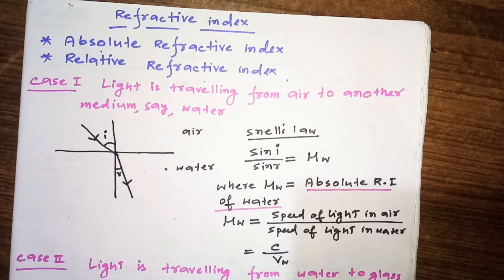Today we are going to discuss the difference between the absolute refractive index and relative refractive index. To know the difference, let us take some cases. Now what is the first case? In the first case, light is traveling from air to another medium, and the other medium is what?